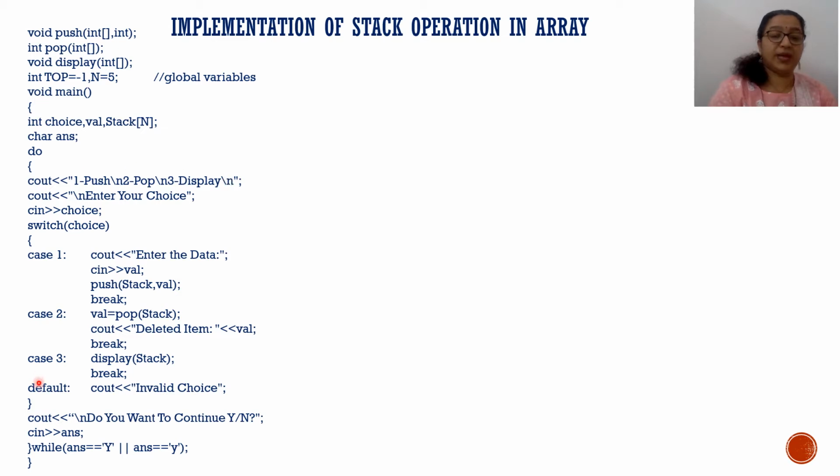Okay, so this is the main here. So if it is no, we'll end the program. So this is main here. Understood? Now we can check how each function will work.